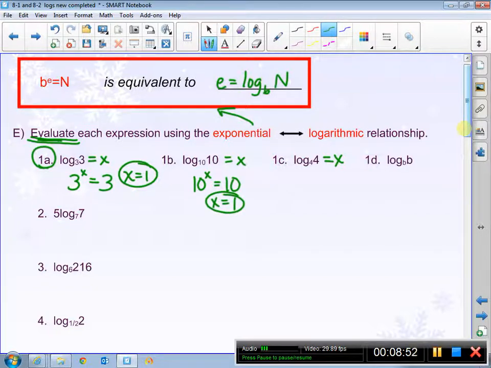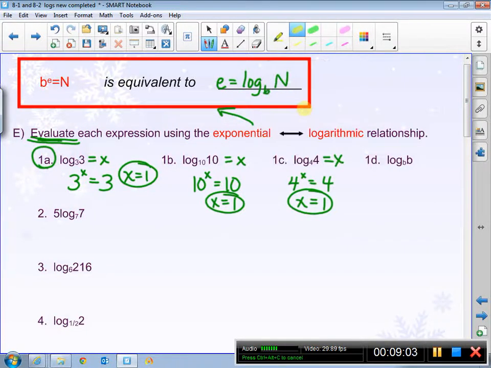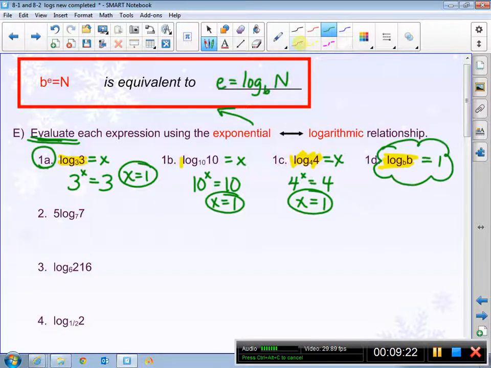How about 1c? Base to the exponent equals number. 1 again. So look at each of these 3 cases that we just did here. We had log base 3 of 3, log base 10 of 10, log base 4 of 4. So in general, if you have log base b of b, in other words, your base matches your number, it will equal 1. So that's a rule. You can put a little cloud around that. 3 matches 3, 10 matches 10, 4 matches 4. All right, let's move on.